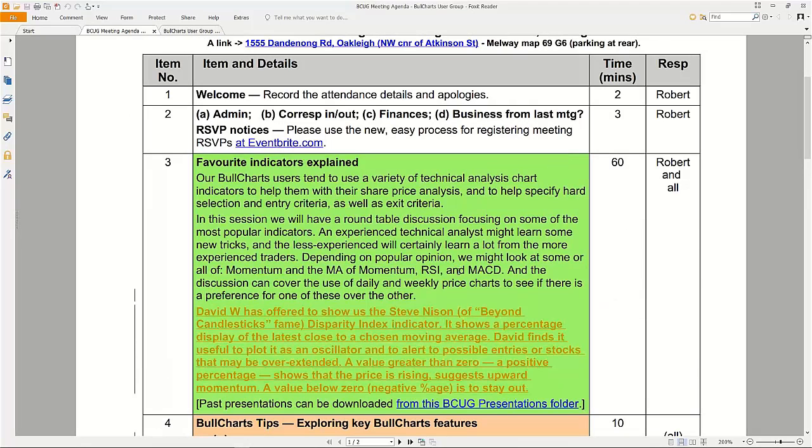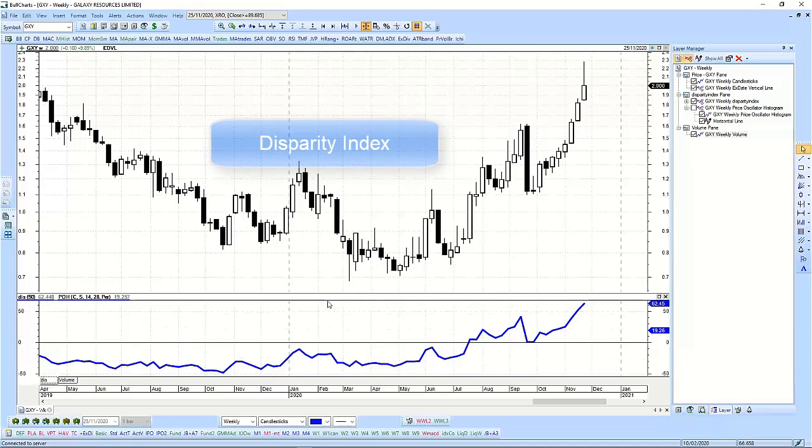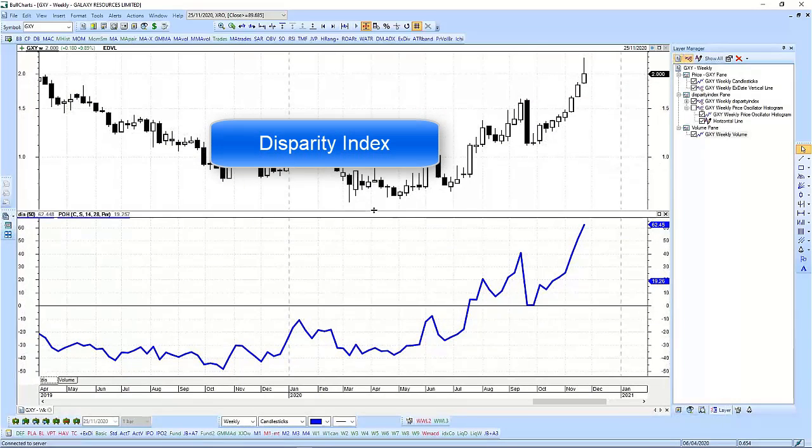For tonight's session, it's very much unstructured. The plan was to talk about some of these indicators because I think they're popular. Here's my BullCharts now. What we might do, David, if you're ready, we might kick off with your discussion about the Disparity Index. Should we do that? All right. Yeah, I'm happy to do that, Robert.